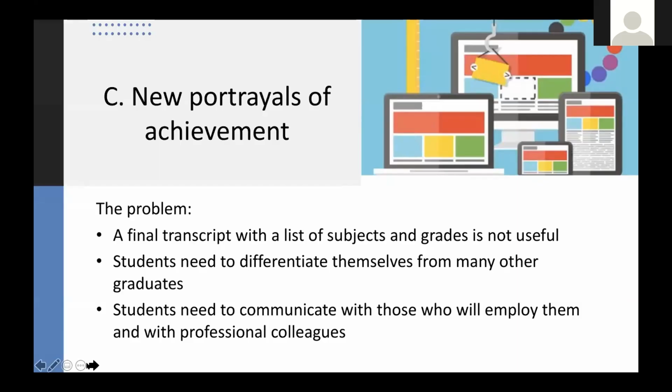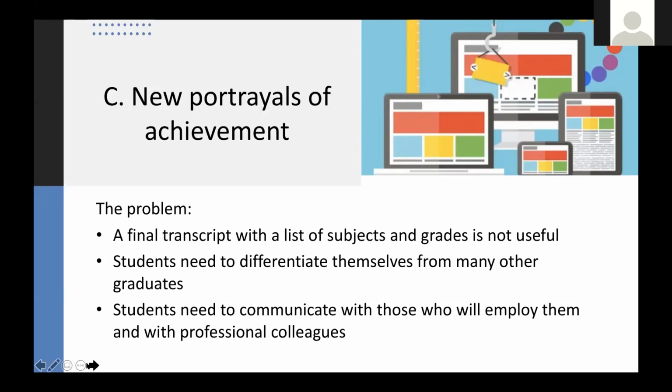And the final thing I want to mention is new portrayals of achievement. I've talked earlier about the uselessness of the present transcripts, but we're also confronting now how students are saying to us, I'm in a cohort of 200 students, all of whom are graduating with the same qualification in the same discipline this year. If I'm to get a job, I need to be able to differentiate myself from those other students.